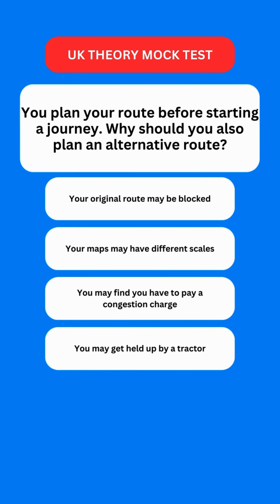Next question is, you plan your route before starting a journey. Why should you also plan an alternative route? Options are, your original route may be blocked, your maps may have different scales, you may find you have to pay a congestion charge, or you may get held up by a tractor. So the correct option is the first one. You should always plan an alternative route because your original route may be blocked for any reason.